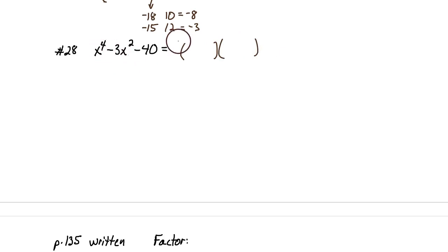To make x to the 4th power, we need x squared times x squared. Now let's find two numbers that multiply to negative 40. And looking in the middle, we want our two numbers to be 3 units apart. How about going with negative 8 times positive 5? These two add up to negative 3. So we want to put minus 8 and plus 5.